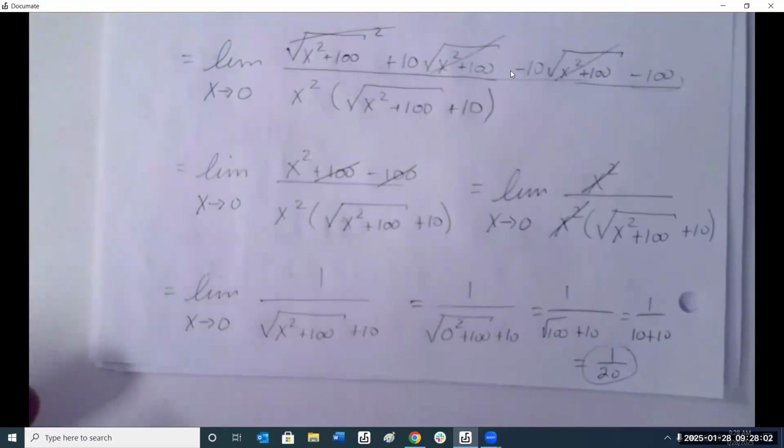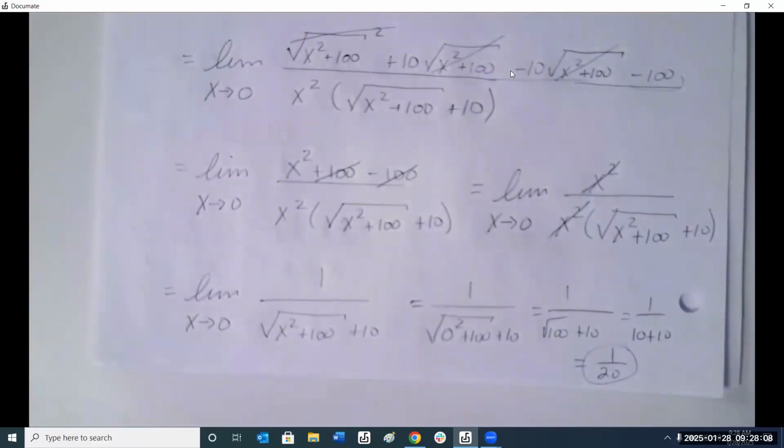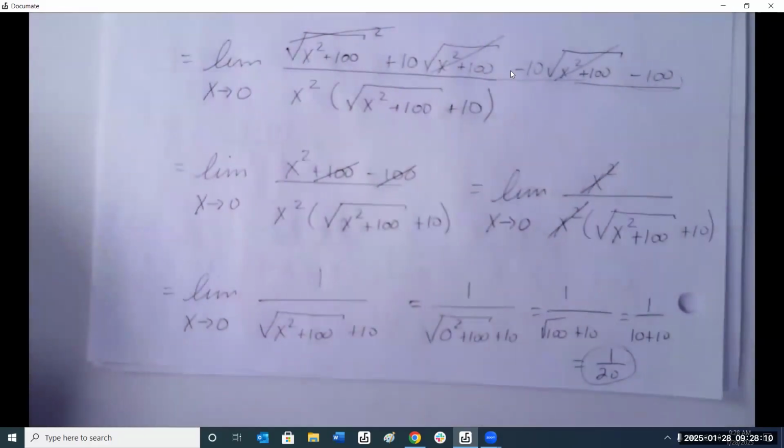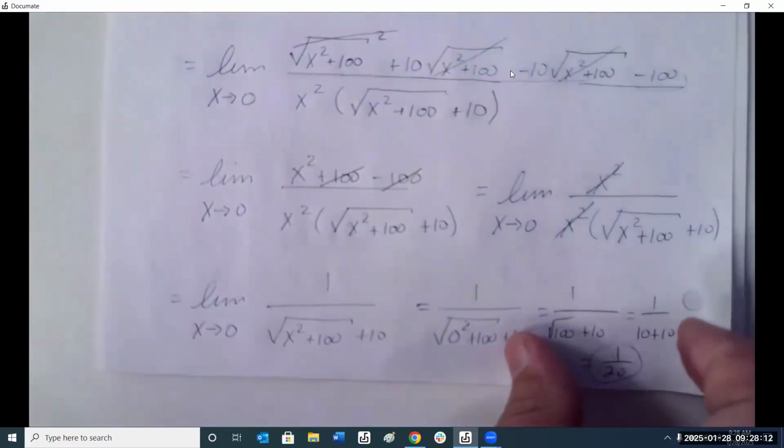What's the hardest part about that is doing the algebra part. A lot of writing, easy to get that mixed up. So the limit does exist, and it's 1 over 20.